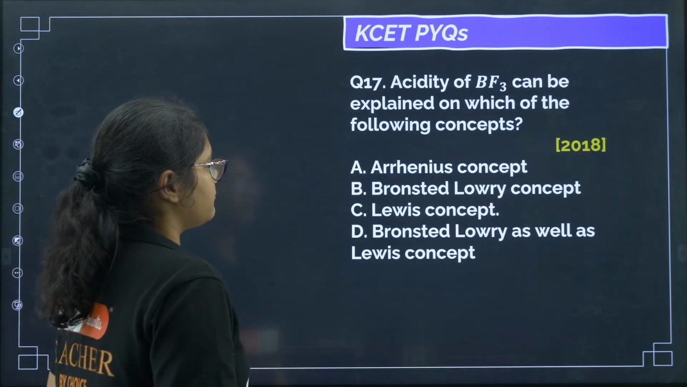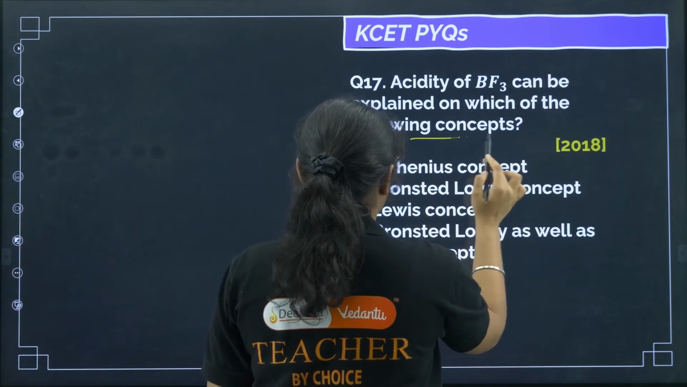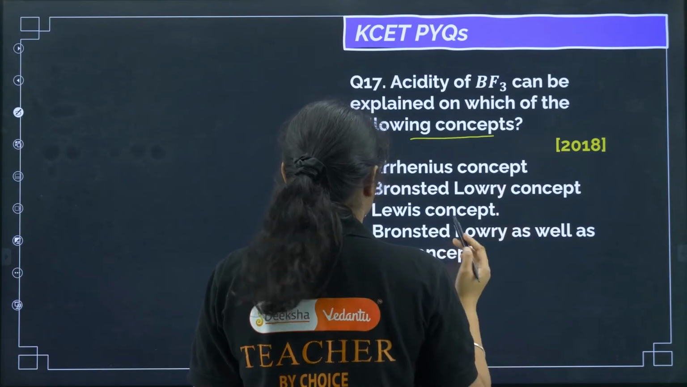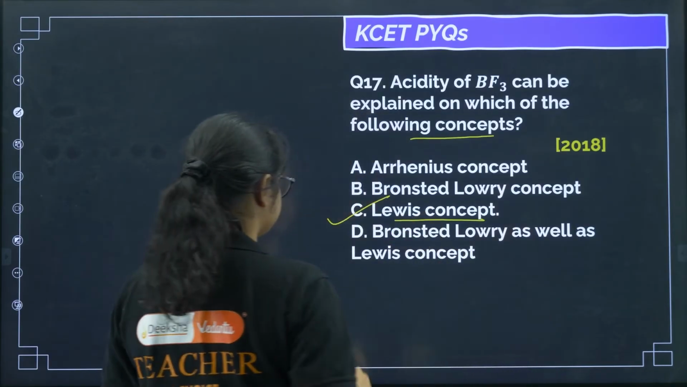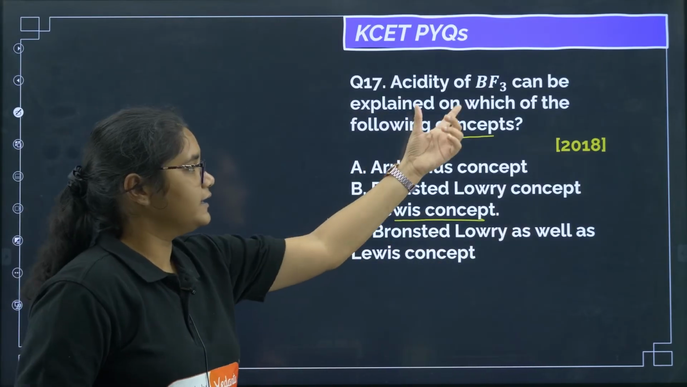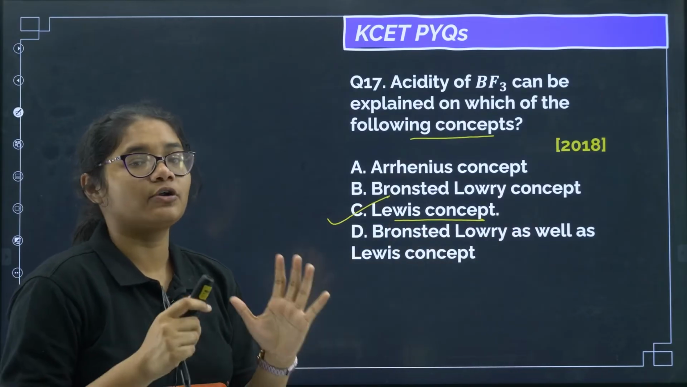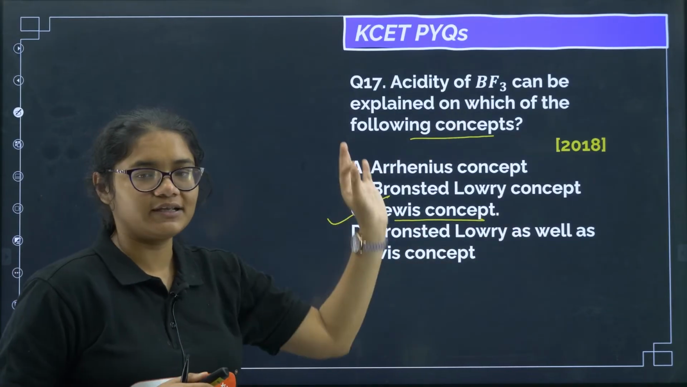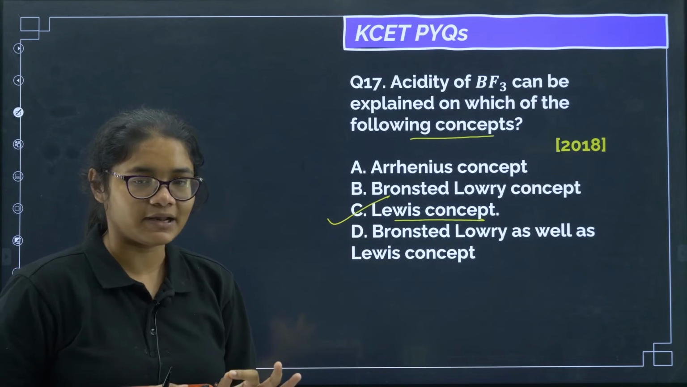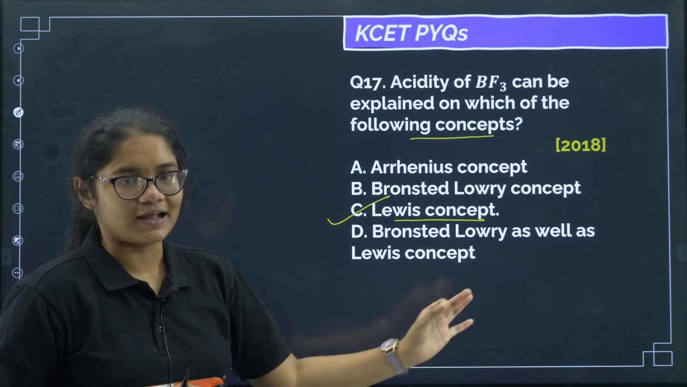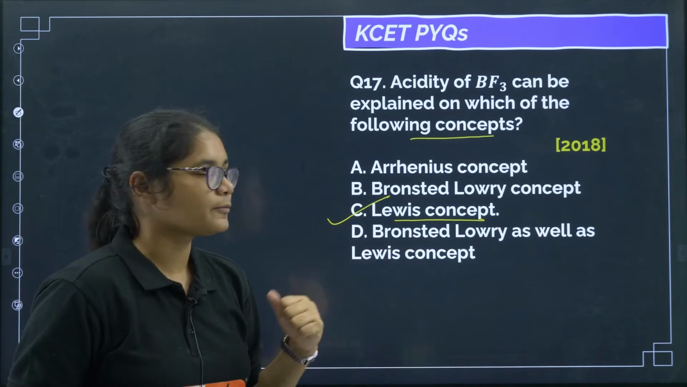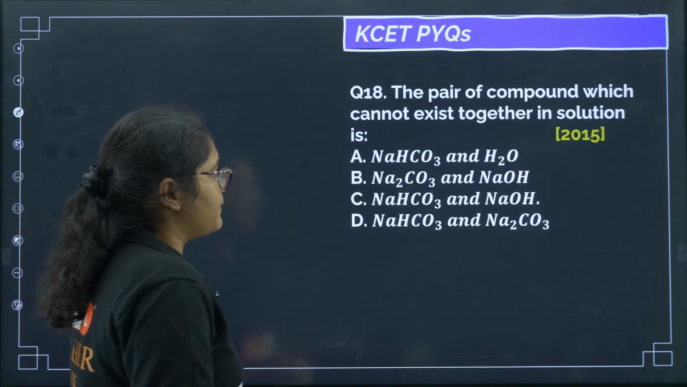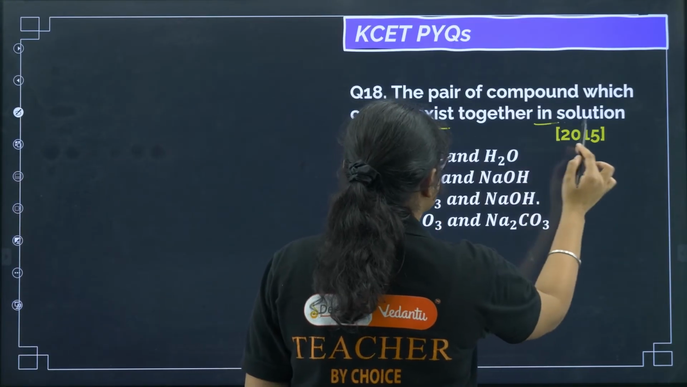Okay, next, acidity of BF3 can be explained on which of the following concepts? So if you remember, the Lewis concept tells you that anything which can accept a pair of electrons is a Lewis acid, right? So BF3 is electron deficient, it can accept electrons, so that is why it is an acid according to the Lewis concept. Okay. Next, 18, the pair of compounds which cannot coexist together.